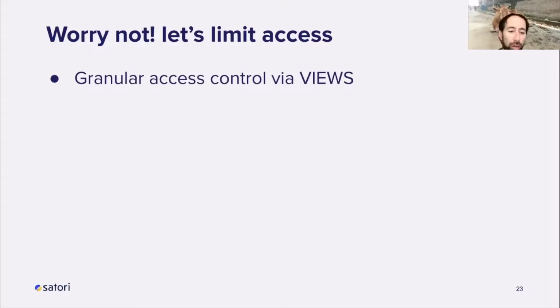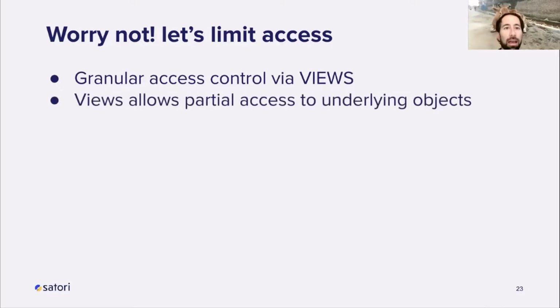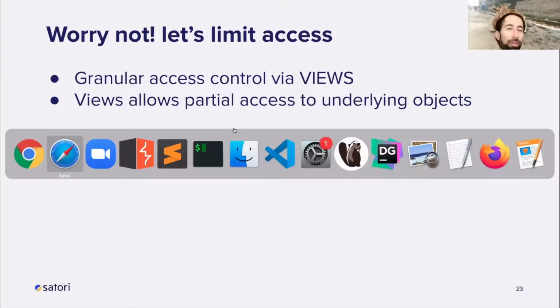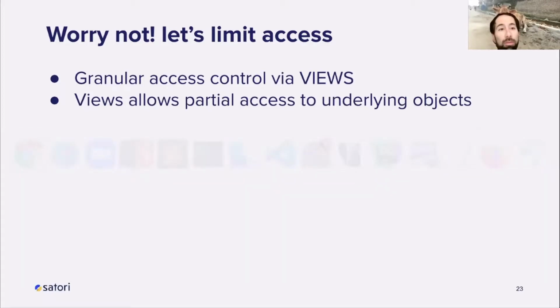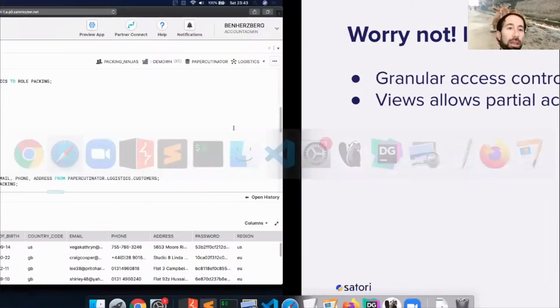What we're going to do is use views. And a view is basically giving partial access or full access to underlying objects. You can think of it as a virtual table that you can filter on top of existing tables. You can filter, you can join. Sometimes you use it for operational reasons. Sometimes you use it for security.